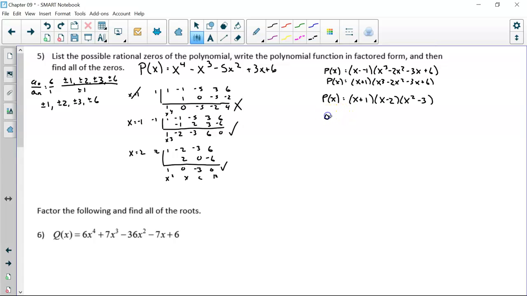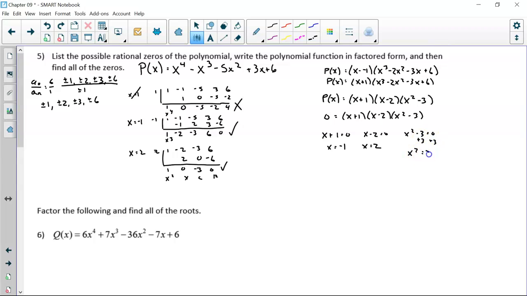So to solve, I set equal to 0. X plus 1 equals 0. I already know that that's x equals negative 1. We found that. X minus 2 equals 0. I know that x equals 2. We already knew that. X squared minus 3 equals 0. So what we do is we solve by square roots. Add 3 to both sides.